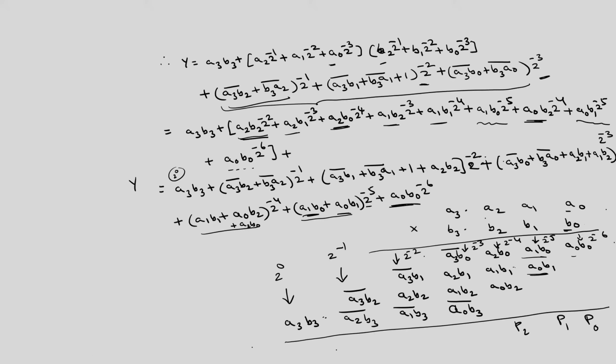Similarly, 2 raised to the power of minus 3 has a3 b0 bar, b3 a0 bar, a2 b1, b2 a1. This is P3. For 2 raised to the power of minus 2, we have to add a one extra also: a3 b1 bar, b3 a1 bar, then a2 b2. This is P4. Then 2 raised to the power of minus 1 is a3 b2 bar, b3 a2 bar, P5, and the last one is P6. So totally we will get a 7-bit output. This is about the algorithm.